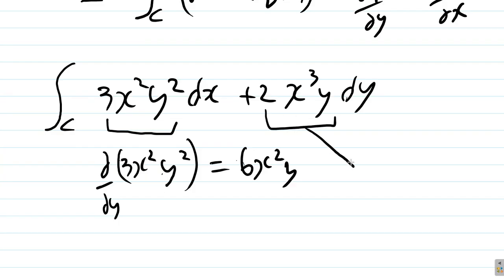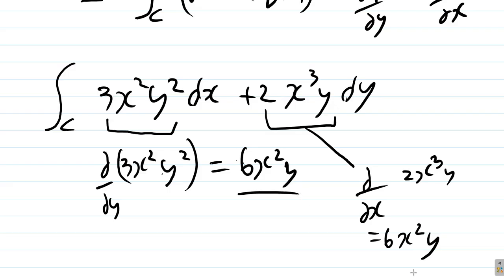Now, what is the derivative of this with respect to x? The partial derivative of this with respect to x of 2x cubed y is equal to, alright, let me put it down here, running out of space. This is equal to 3 times 2 is 6, x squared y. So you see, it's the same thing. So we can see it is an exact differential, right?